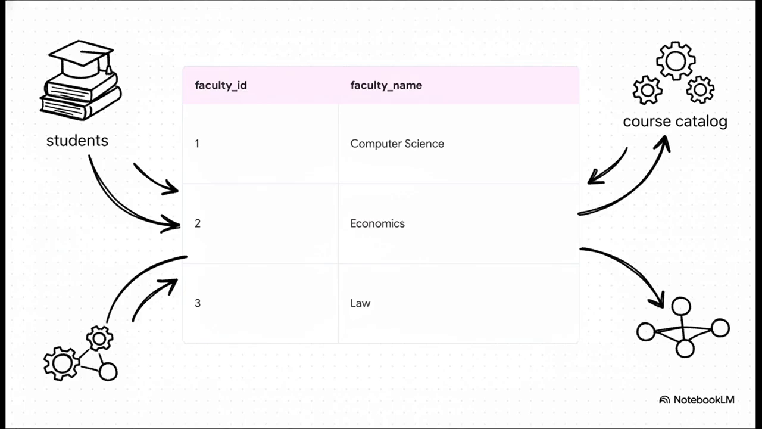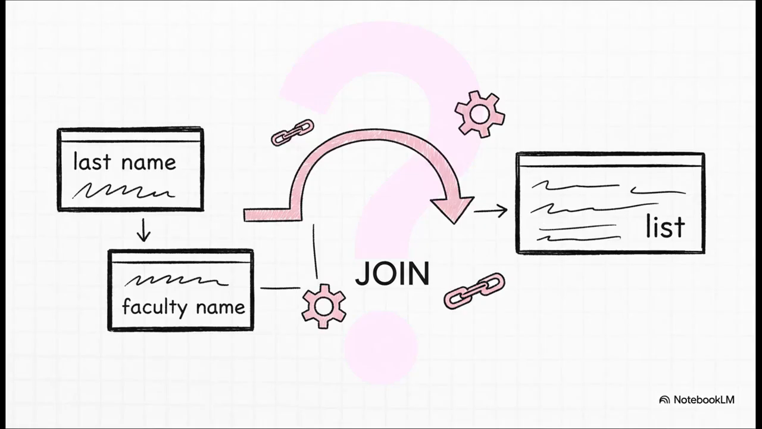This is just smart design. Think about it. If a faculty changes its name, you only have to update it in this one spot, not for every single student. So here's the big question. How do we bridge this gap? How do we take the last name from one table and the faculty name from the other and put them together in one clean, useful list? This, right here, is the exact problem that joins were born to solve.